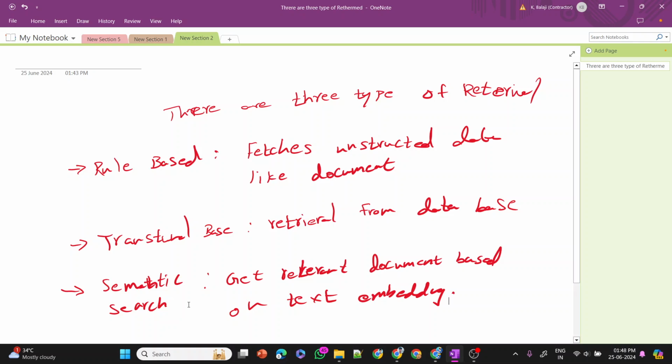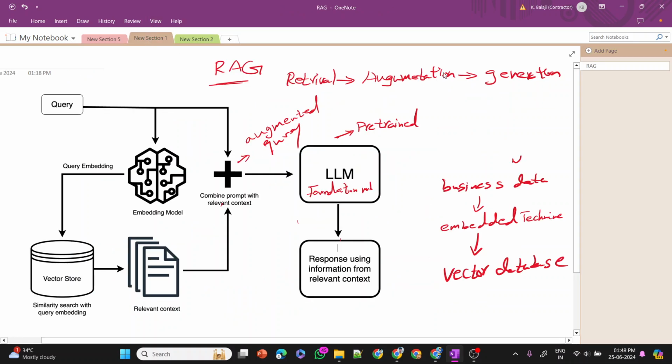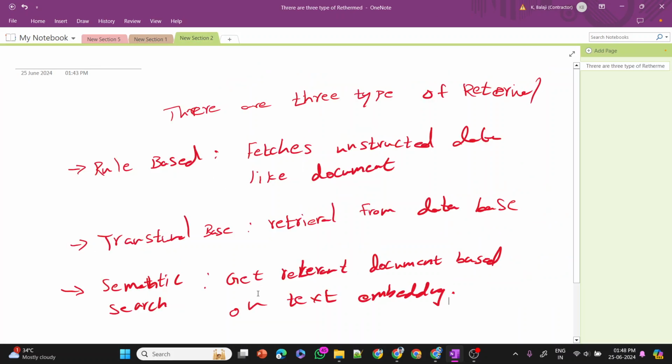This was semantic based. ChatGPT, Copilot, and other Q&A chatbots are working on a semantic based search retrieval.